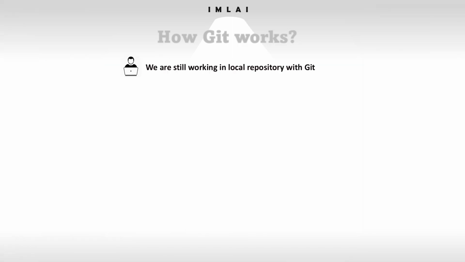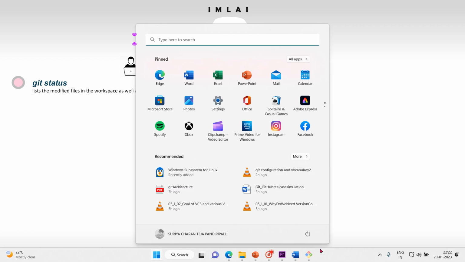Git status helps you keep track of which changes have been added or not, and which branch you are on. Git status lists the modified files in the workspace as well as the files in the index. So let's check the git status.